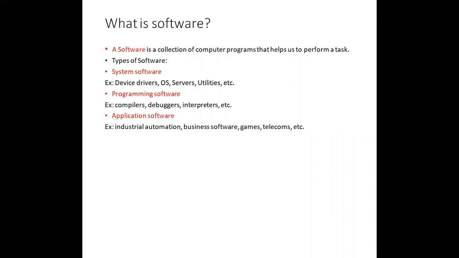When it comes to application software, application software is nothing but business software. Generally we have billing software, gaming software, telecom software, and industrial automation software. Software is a collection of instructions given by a human to the computer, and it will perform the tasks.